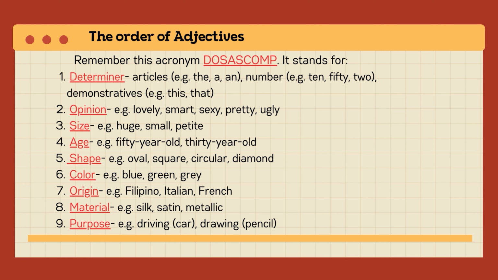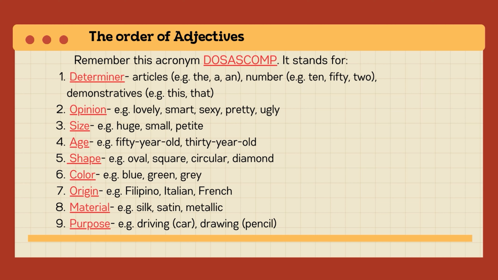Next, opinion. Opinion describes what you think about something. Example: lovely, smart, sexy, pretty, ugly. Okay, the third one, size. It describes how big or small something is. Example: huge, small, petite.